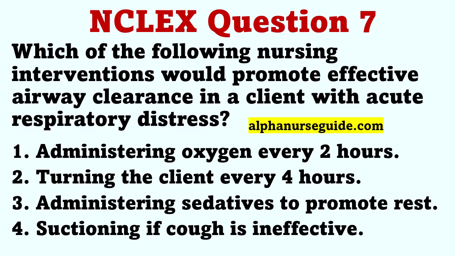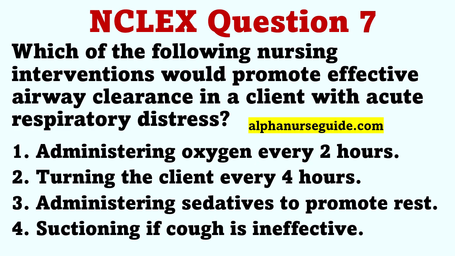Which of the following nursing interventions would promote effective airway clearance in a client with acute respiratory distress? 1. Administering oxygen every 2 hours. 2. Turning the client every 4 hours. 3. Administering sedatives to promote rest. 4. Suctioning if cough is ineffective. The correct answer is 4.